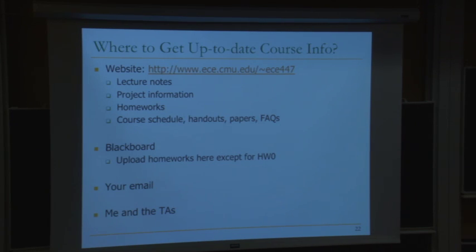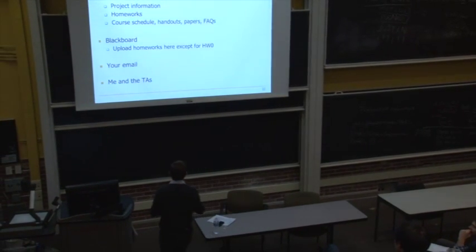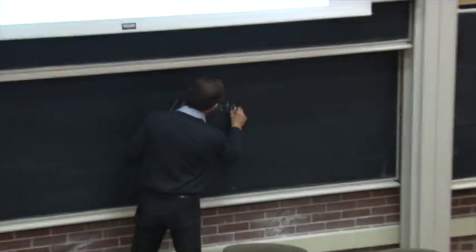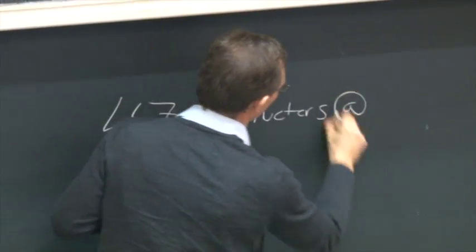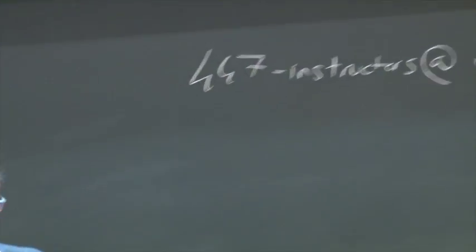Probably the response time of the TAs will be much faster than my response time, but it depends on the subject also. And there's a specific mailing list for emailing all of the instructors of the course. Do you know what that is? It's 447 instructors. Okay. So you got that, right? It's 447 instructors. Now you can find all of this information on the website at ECE. So you don't need to go and type all of our names.